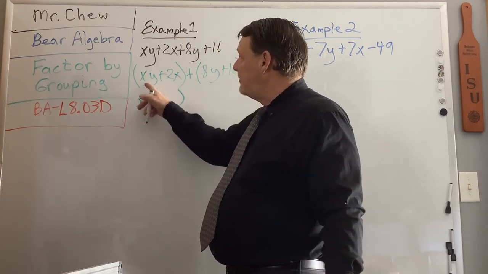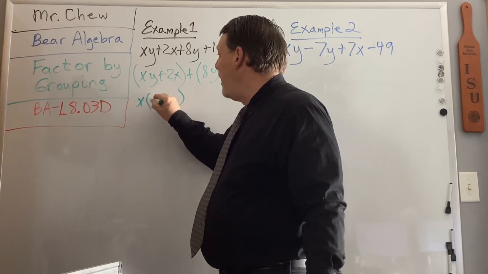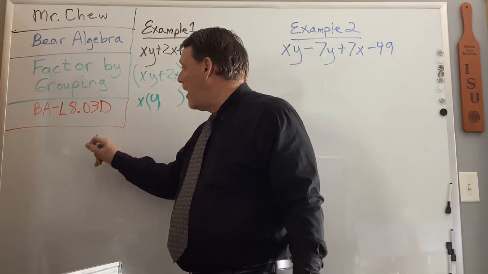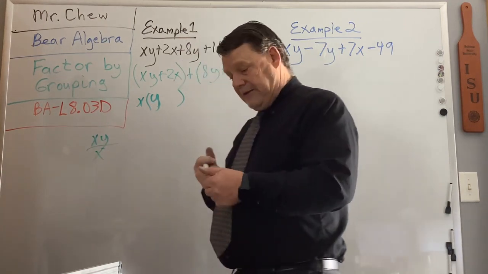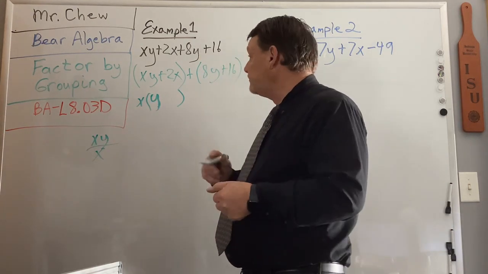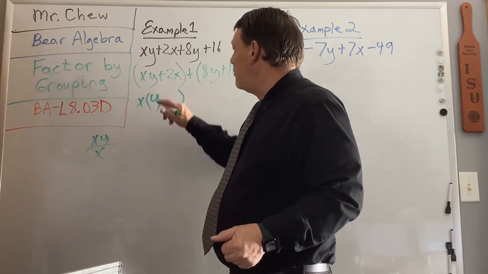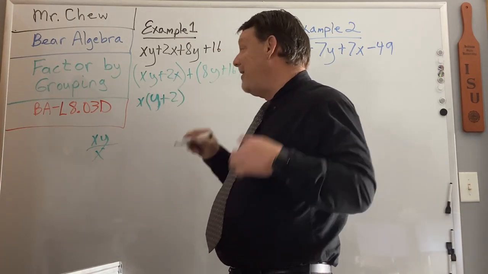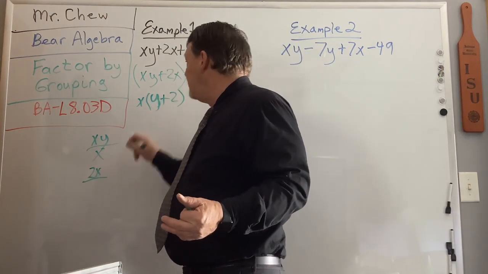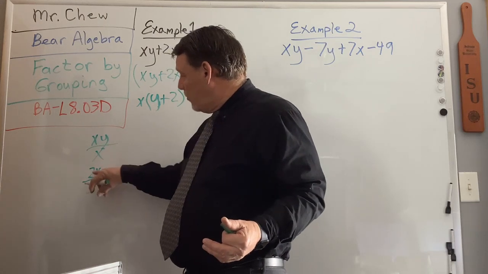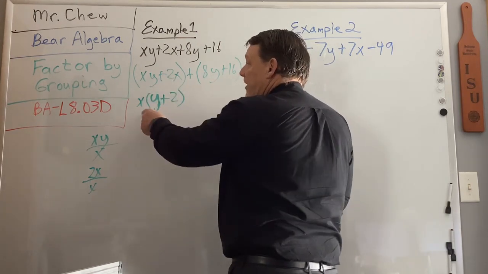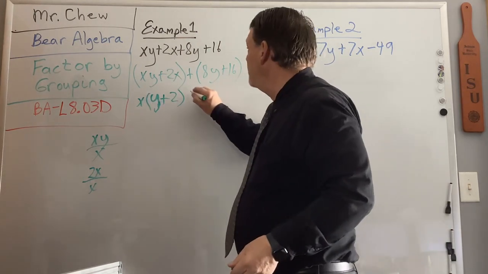Well, what do you multiply by x to get xy? y. And if you can't see that and it doesn't make sense to you, take your xy and divide it by x. And look what happens. x over x is 1 and 1 times y is y. Then what do you multiply by x to get 2x? That's 2. If you can't see that, then take your 2x, divide it by x, and x over x is 1 and 1 times 2 is 2. So in my left parentheses, I have x times parentheses y plus 2.